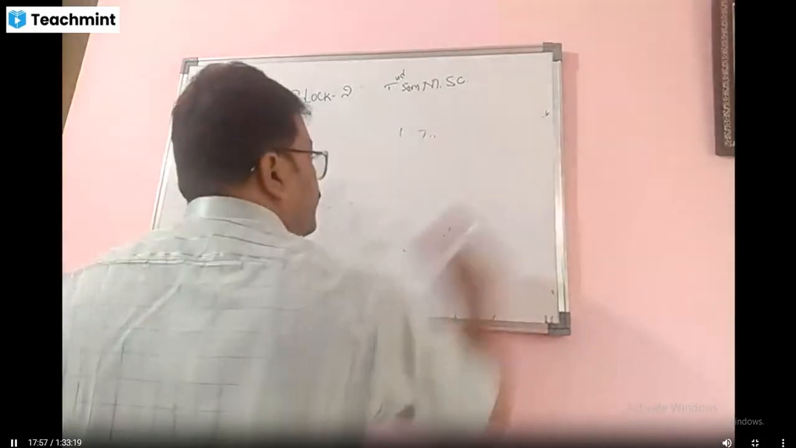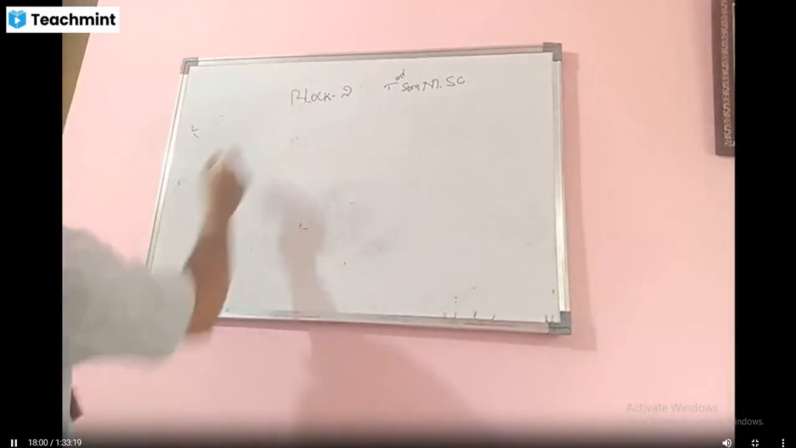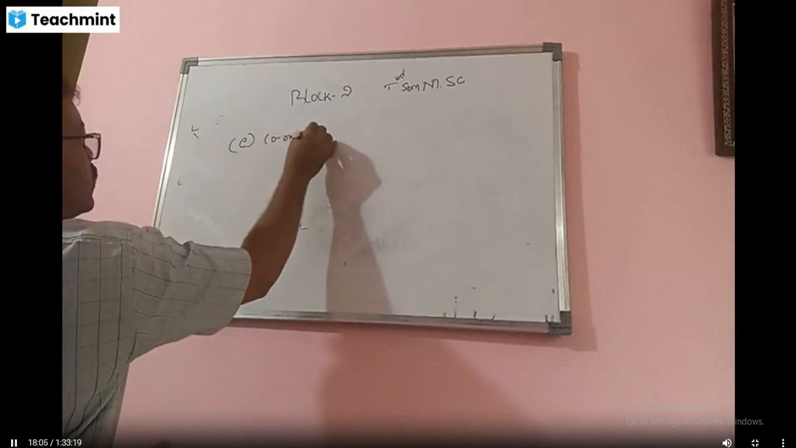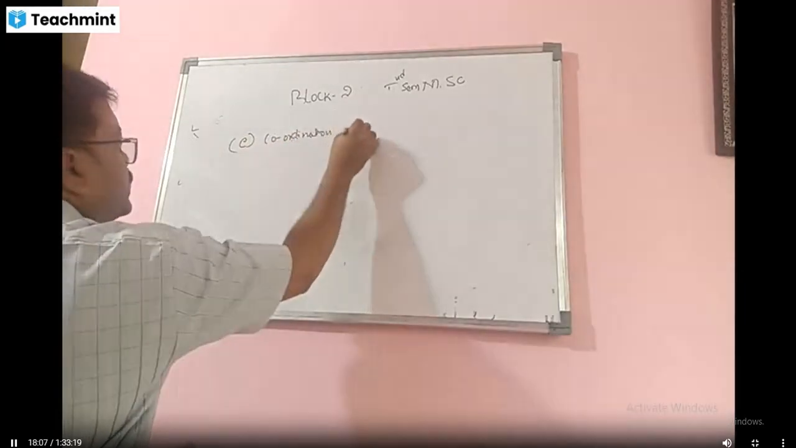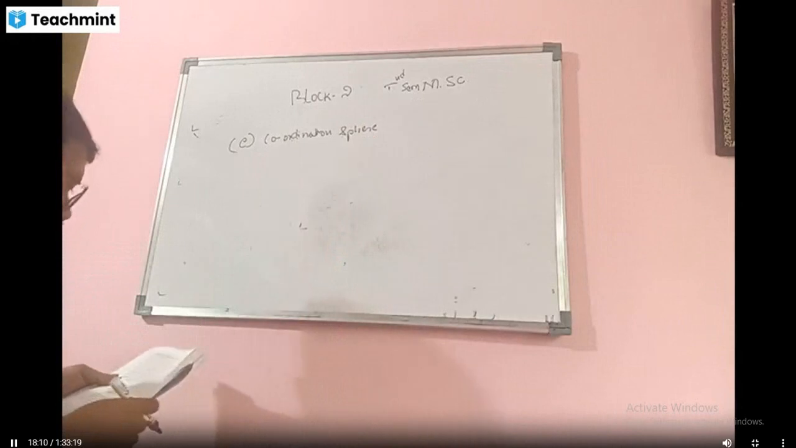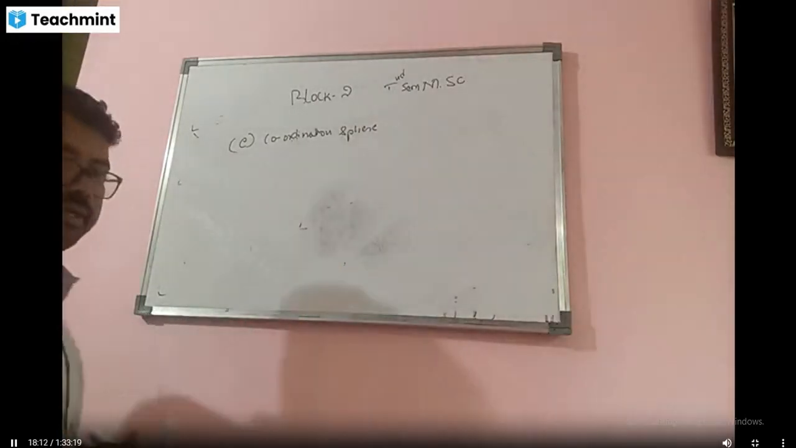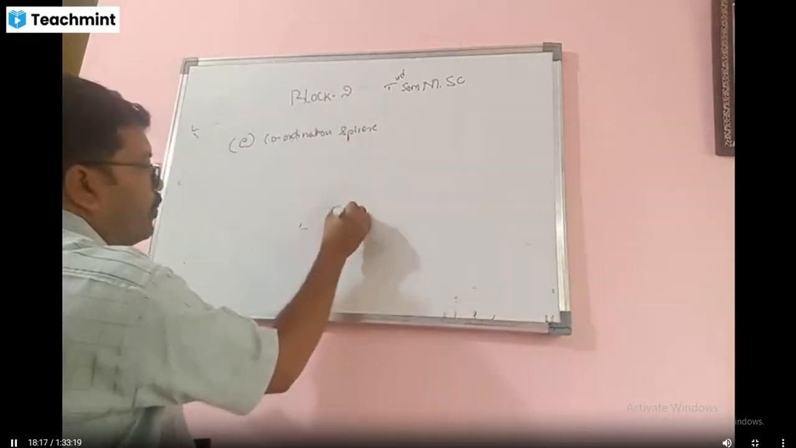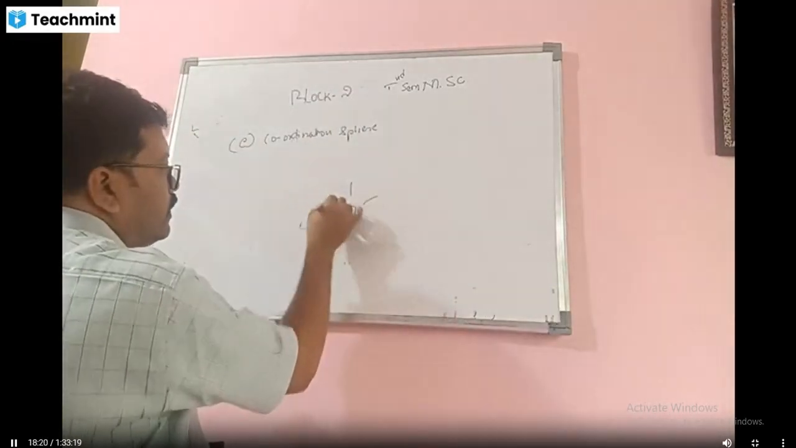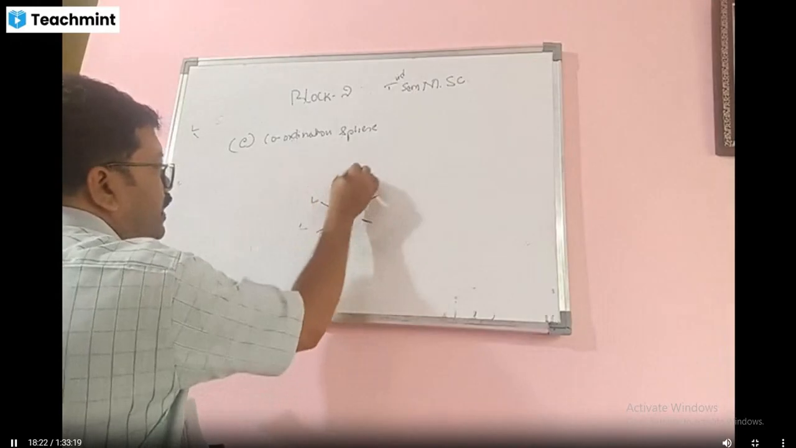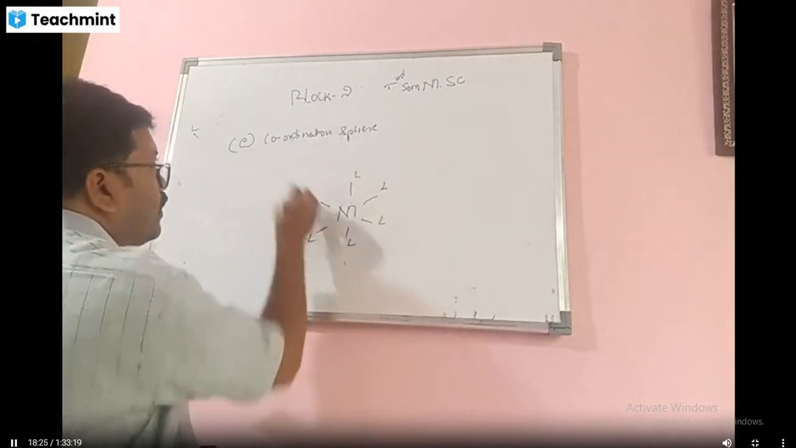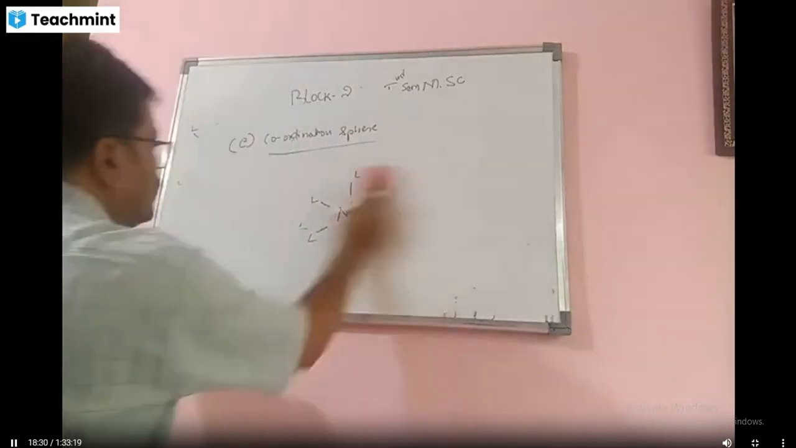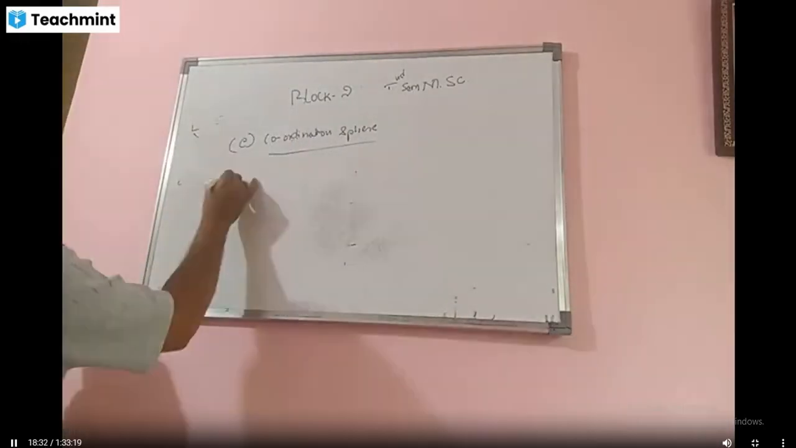Coordination sphere. The coordination sphere is the central ion along with the ligands, collectively called the coordination sphere. Central metal along with ligands, collectively called the coordination sphere. Next, there is another important type.